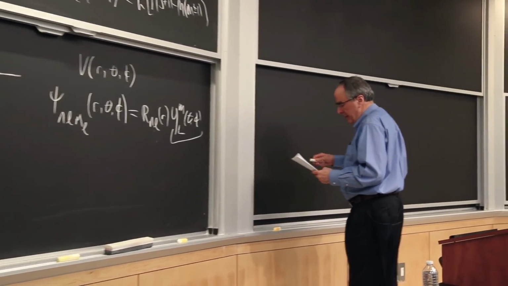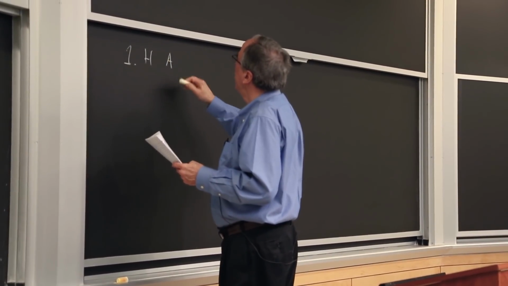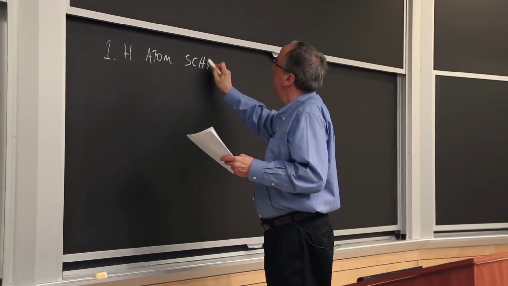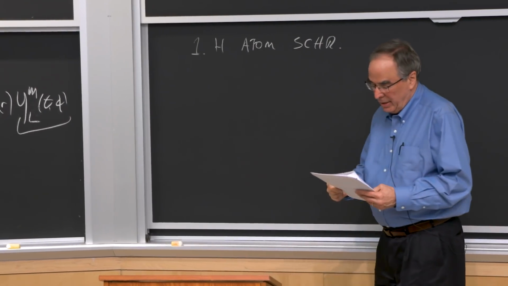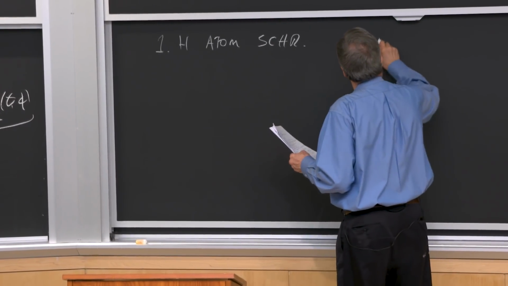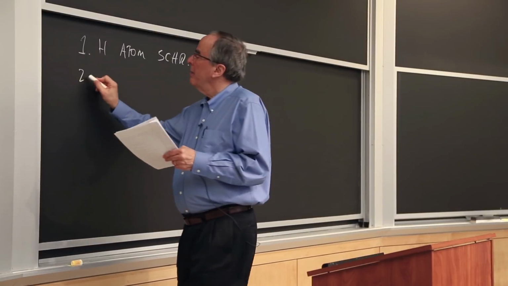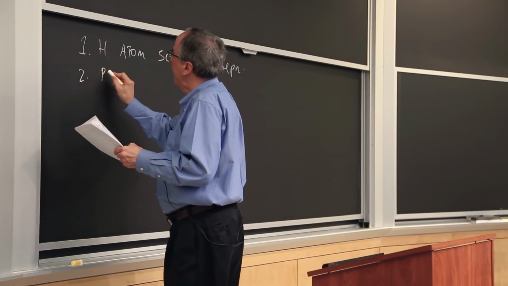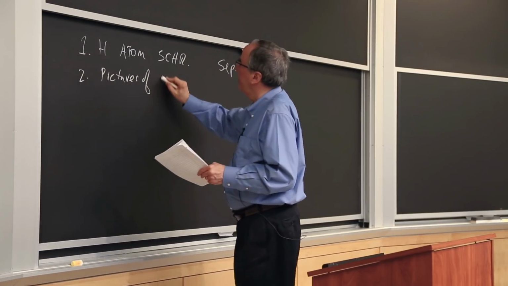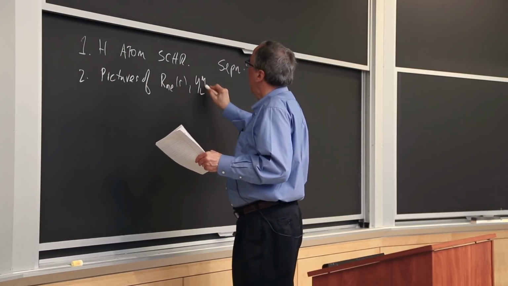So we can write the hydrogen atom Schrodinger equation. And it's very quick to show separation of variables. And I'll do that in a minute. And then we have the pictures of the separated parts, R_nl(r) and Y_lm(theta, phi).